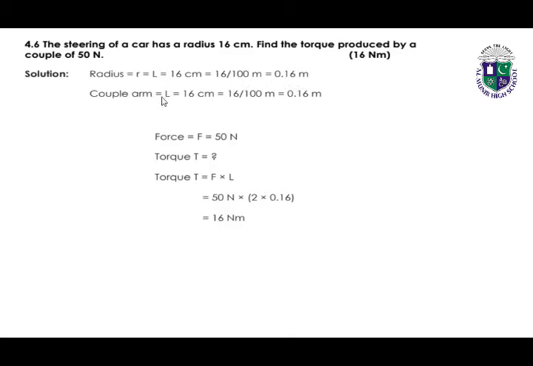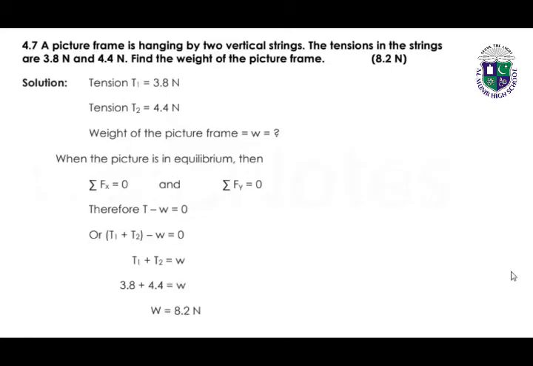Couple arm, the value is 16 centimeter. If we divide it by 100, we will get the couple arm value, which is 0.16 meters. Force is 50 Newton. Here we have to find the value of torque, we have the formula. By putting the values, we will get 16 Newton meter.